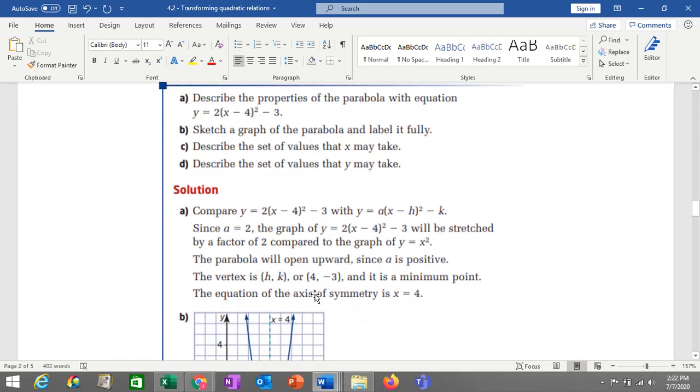Okay, and the equation of the axis of symmetry is x equals 4. Remember that your axis of symmetry always goes through your h coordinate, the x coordinate here rather. So your axis of symmetry is just always x is equal to h. So in this case, x is equal to 4.